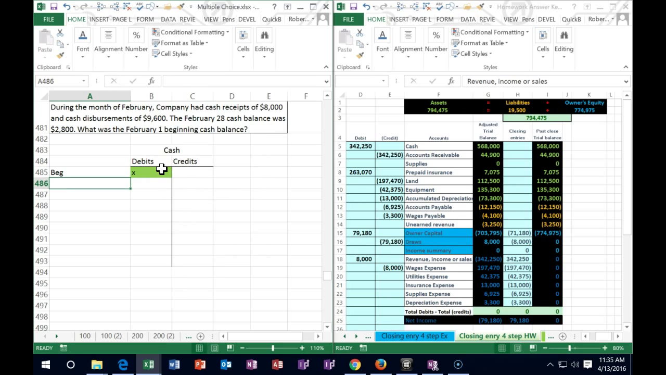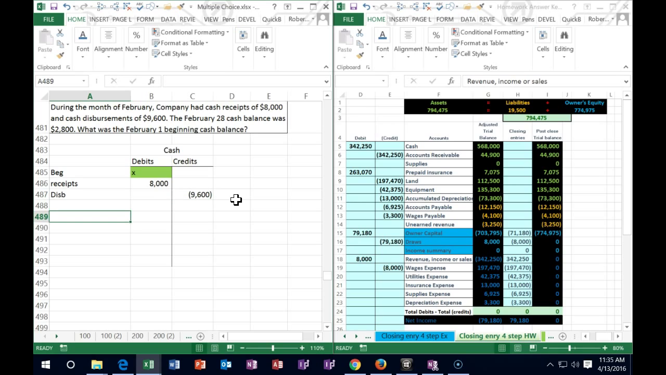And what we do know is that we had receipts. So what does a receipt do to cash? Well, cash has a debit balance. We're going to make it go up by doing the same thing, which in this case would be a debit. So we know that receipts went up by 8,000. And then we had disbursements. Disbursements are things going out. Cash is a debit balance, so we're going to make it go down. We're going to do the opposite thing in here, which is going to be a negative. I'm going to put it as a negative or a credit of 9,600.